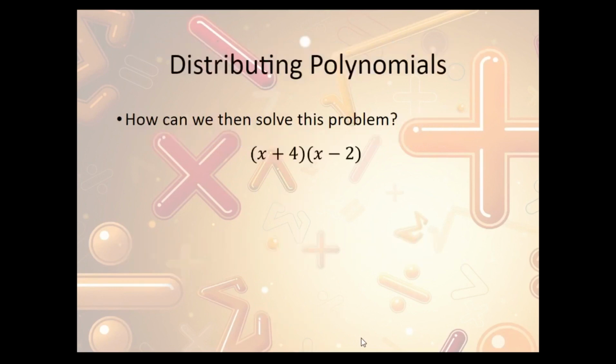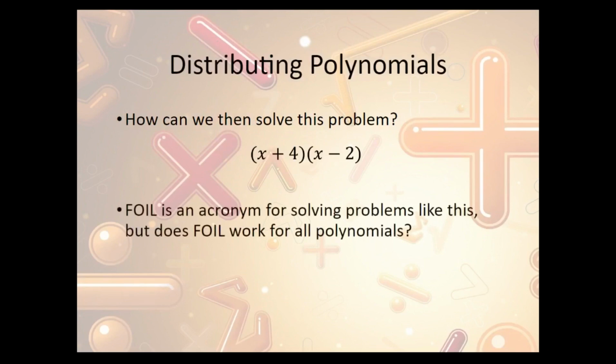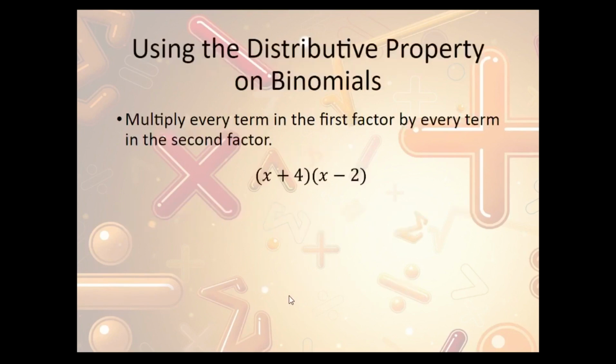So then how do we solve something like this? x plus 4 times x minus 2. Well, maybe you've heard of this term before: FOIL, which means first, outside, inside, last. You multiply the firsts and then the outsides, then the insides, then the last ones. That might be what you've heard in the past, or maybe you haven't, but does it work for all polynomials? Can I do it with this? FOIL doesn't really help. So the easiest rule is multiply every term in the first one by every term in the second one.